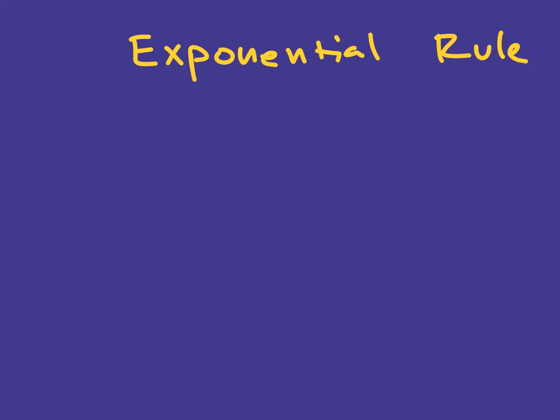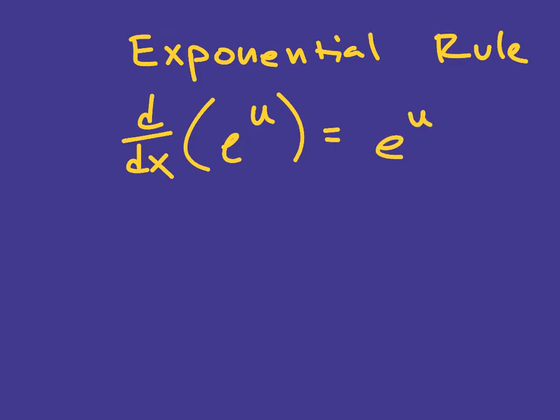If I'm applying this to the exponential rule using e to the x, but I'm going to do the derivative with respect to x of e raised to some function u, then I'm going to do the same rule, e to the u power, and then multiply that by the derivative of my inside function, which is u prime.